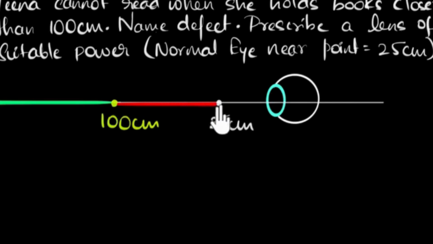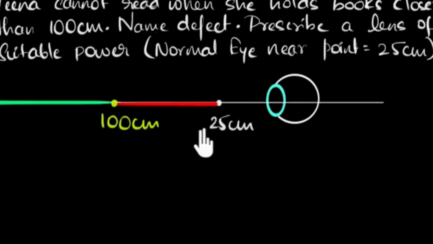And I'm only going to go until 25 centimeters because closer than 25 centimeters, even a normal eye can't see it. So we don't have to worry about this region. It's only this region that Veena is unable to see, which a normal eye can, but Veena's eye cannot do it. So the first question is, what is this defect?